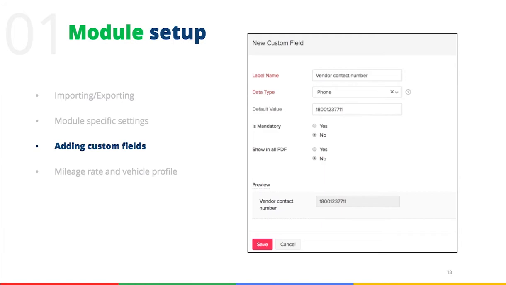sometimes you feel the need to add a separate label to an existing template that we have. That's an example right there on your screen on the right. So I've decided that for my bills, I want to add my vendor contact number as well, which I can quickly do when I set up my module itself. As you can see on the screen, all I have to do is enter my label name, specify the data type, and I'm good to go.